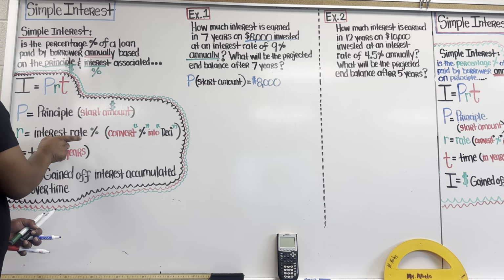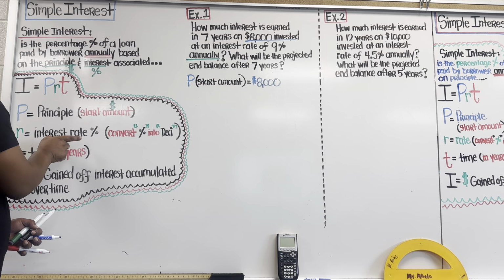Number one says: how much interest is earned in 7 years on $8,000 invested at an interest rate of 9% annually? Remember, guys, annually means one time per year. That's why this is simple interest, okay? The second question reads: what will be the projected balance after 7 years?